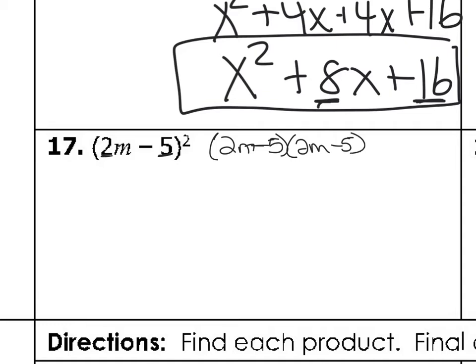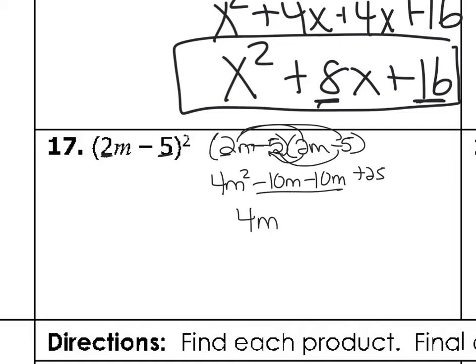So let me show you what it looks like when you have a coefficient other than 1 on your first term. So this would be 4m squared, so we doubled that 2. And then we have negative 10m. Here we have negative 10m. And here we have plus 25. Let's combine those, so 4m squared minus 20m plus 25.